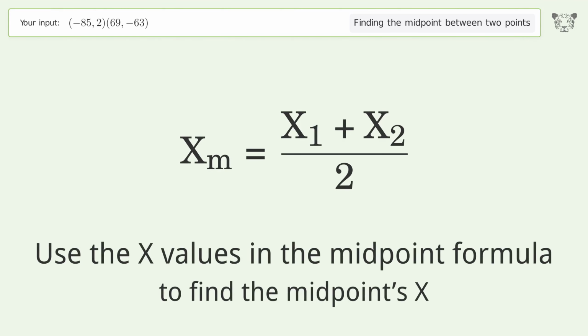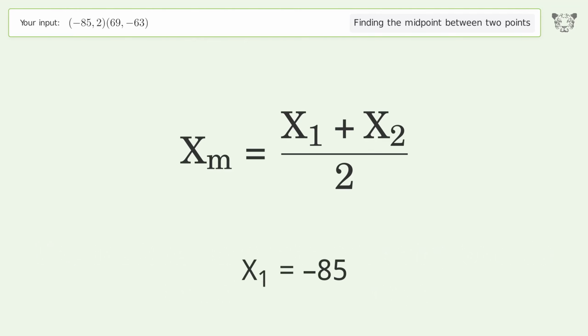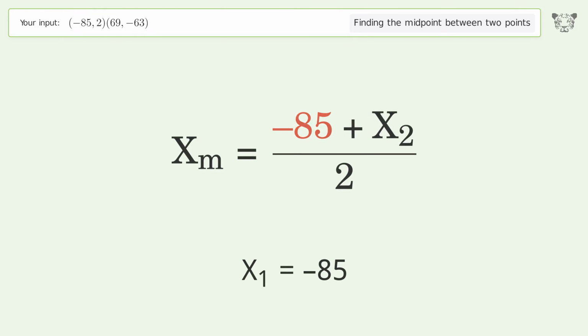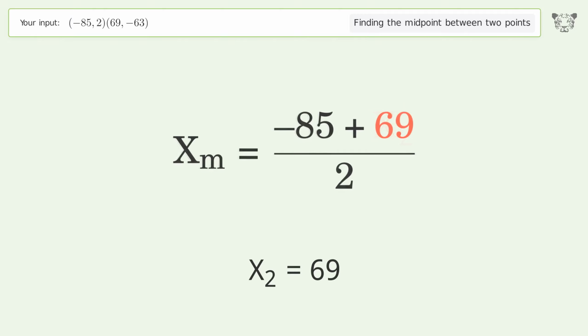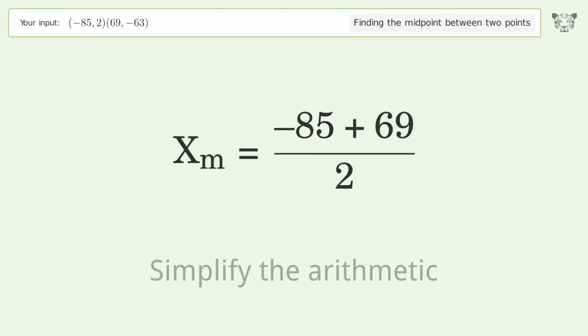Use the x values in the midpoint formula to find the midpoint's x. x1 equals -85. x2 equals 69. Simplify the arithmetic.